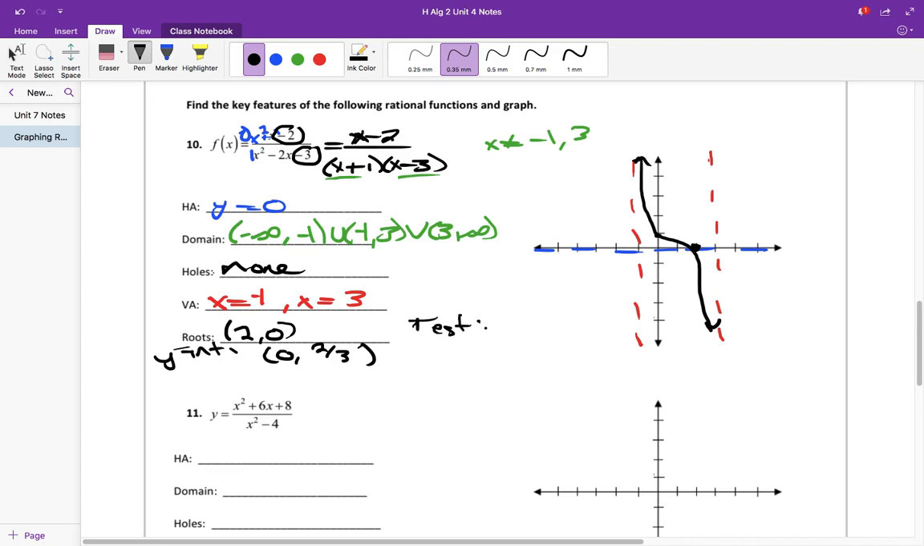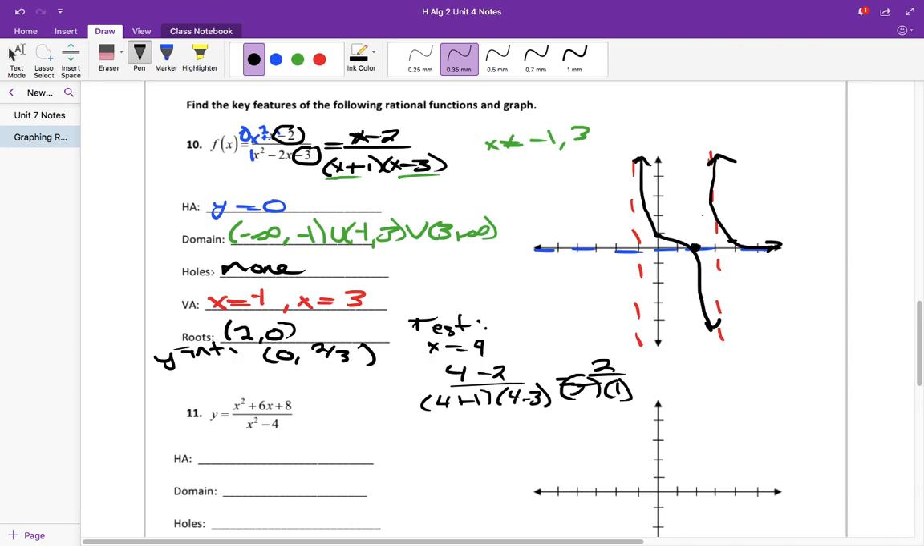At this point, we're going to have to start to test some points to see where the rest of our graph is. The first point that I'm going to test is going to be at x equals 4. So at x equals 4, let's see what our y value is. We'd have 4 minus 2 over 4 plus 1 multiplied by 4 minus 3. That ends up being 2 over 5 multiplied by 1, so 2/5. At 4, I'm going to go up to about 2/5, which means my graph is going to be decreasing here, something kind of like this.